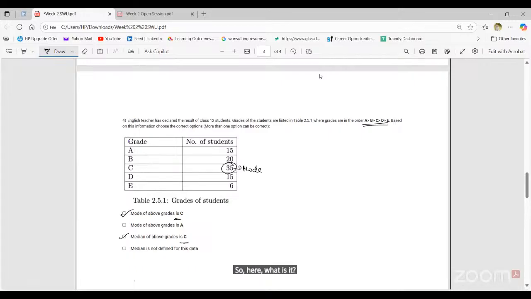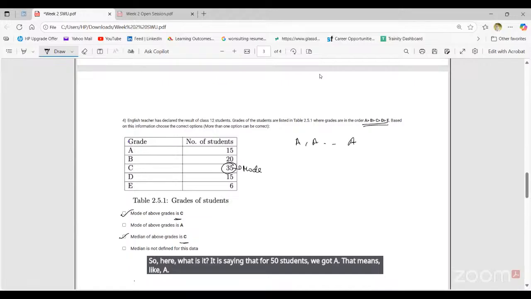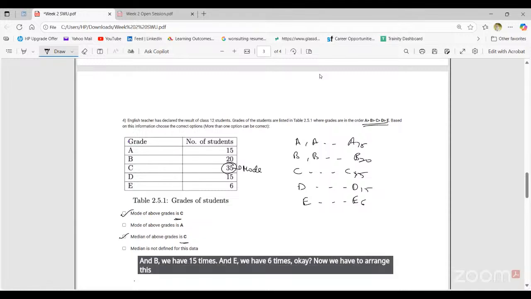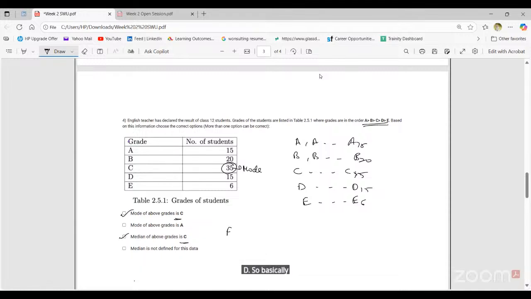So here, what is it saying? For 50 students, we got A. That means A, we have 15 times. Similarly, we have B 20 times. C, we have 35 times. And D, we have 15 times. And E, we have 6 times. Okay. Now we have to arrange this. So E is less than D. So basically, E will come first, 6 times. Then D, 15 times. Then C, 35 times, and so on like that.